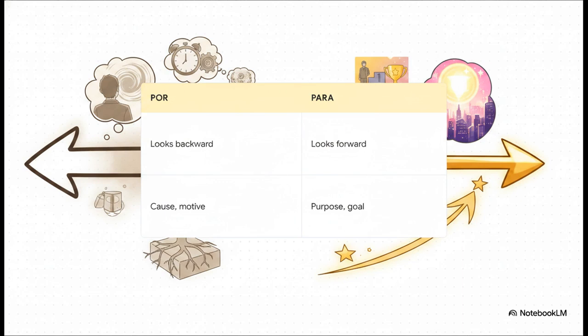I want you to visualize a spatial metaphor, specifically an arrow. First, we have por. Picture an arrow that points backward. It's looking backward over its shoulder toward the cause, the reason, or the motive behind an action. It represents where the action came from. Para, on the other hand, is an arrow that points forward. It looks ahead, toward the purpose, the goal, or the destination of an action. It represents exactly where the action is going. Backward versus forward. It sounds incredibly simple, I know, but it is deeply profound once you actually start applying it.